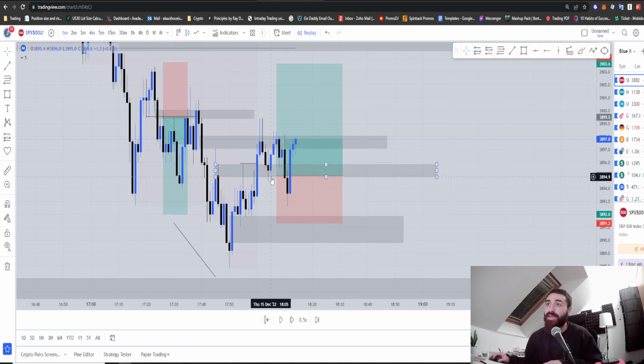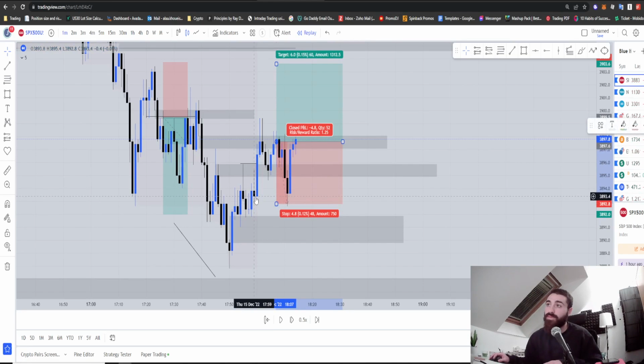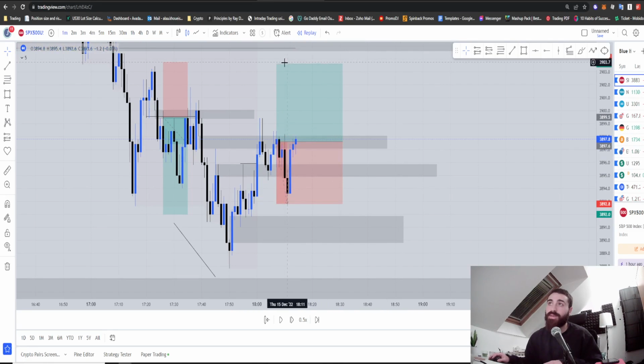up. And I wasn't on the PC. I came and I saw that we already retested it, and we are up here with a lot of momentum. So I entered my trade here, and I put my stop loss below this order block, and it stopped me out. And even though I had the plan right, I still lost the trade.